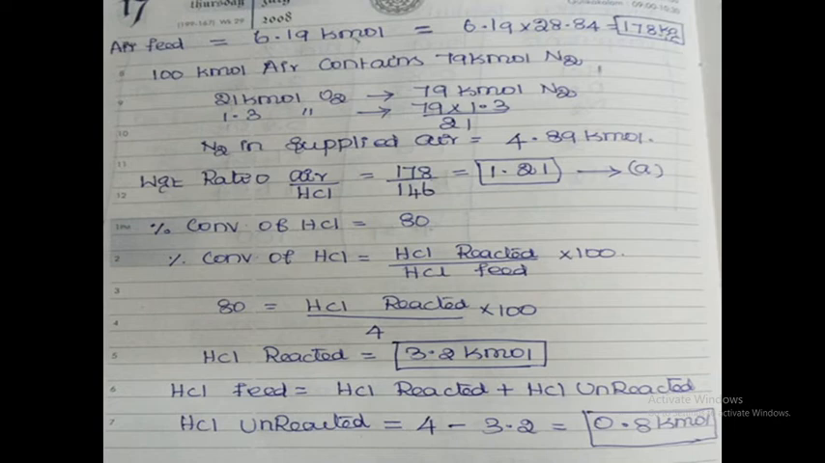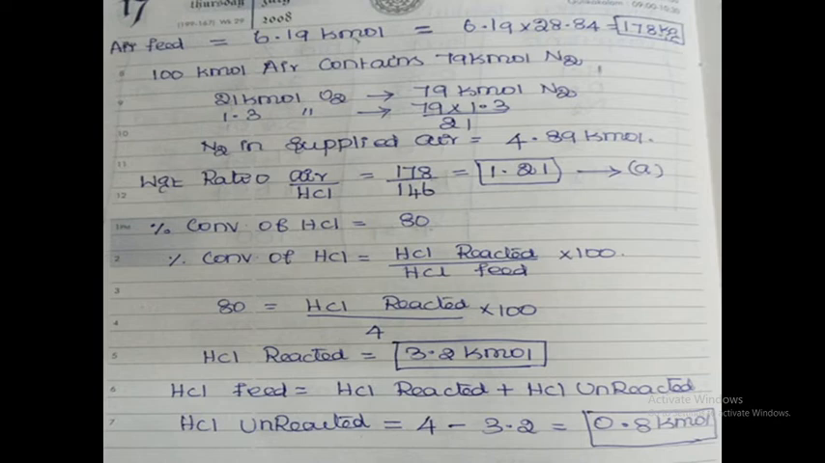So how will you calculate HCl unreacted? With the help of the percentage conversion. The percentage conversion of HCl is given as 80. The formula for percentage conversion of HCl is HCl reacted divided by HCl feed, multiplied by 100. So percentage conversion is 80, HCl feed is given as 4, multiply by 100. Finally we get HCl reacted as 3.2 kilomole.